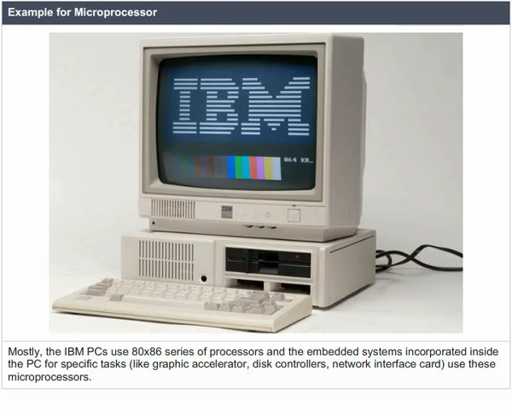Mostly, the IBM PCs use 80x86 series of processors, and the embedded systems incorporated inside the PC for specific tasks like graphic accelerator, disk controllers, network interface card use these microprocessors.